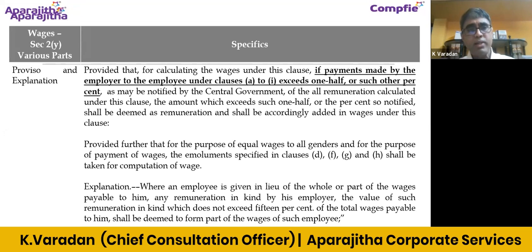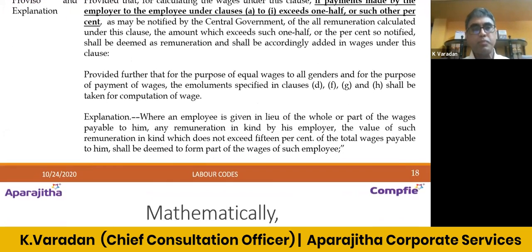To put it very simple, the second proviso, next para, is provided further that for the purpose of equal wages to all genders and for the purpose of payment of wage, which means for equal remuneration and payment of wages purpose alone, the clauses B, F, G, H will not be considered as excluded portion, right? So we may have to include that also. Now again, I'll go back. Maybe the next slide will explain what exactly could be the difficulty when we really get into implementing this particular definition.